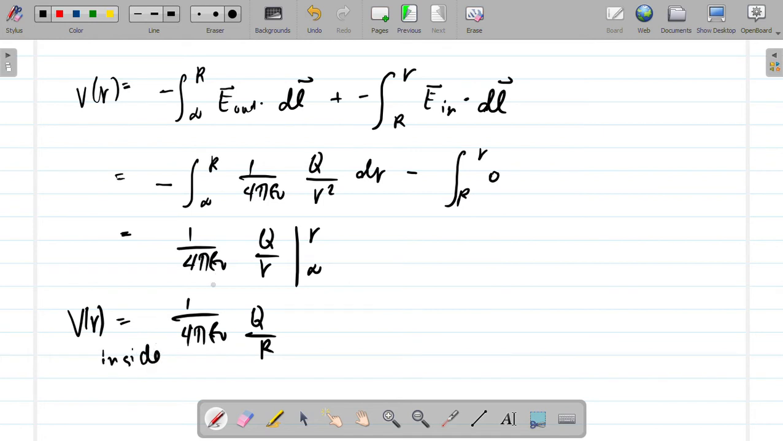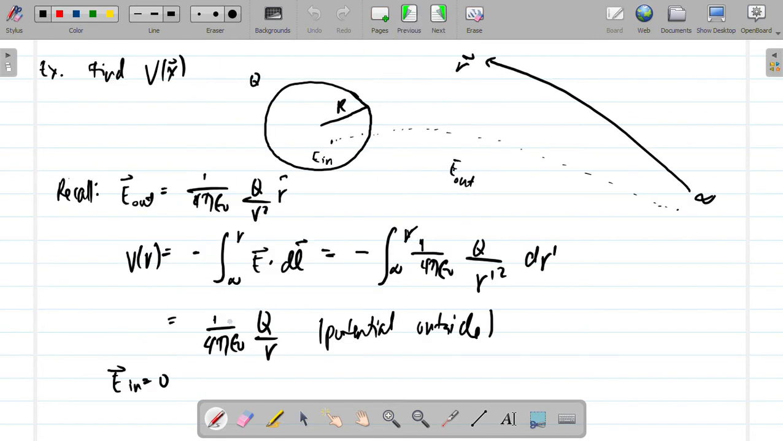Napapansin nyo, ito, constant lang siya class. Constant yung Q, constant yung R. Then sa previous, ito, 1 over R siya, so hindi siya constant. So, class, bakit constant lang yung potential inside?